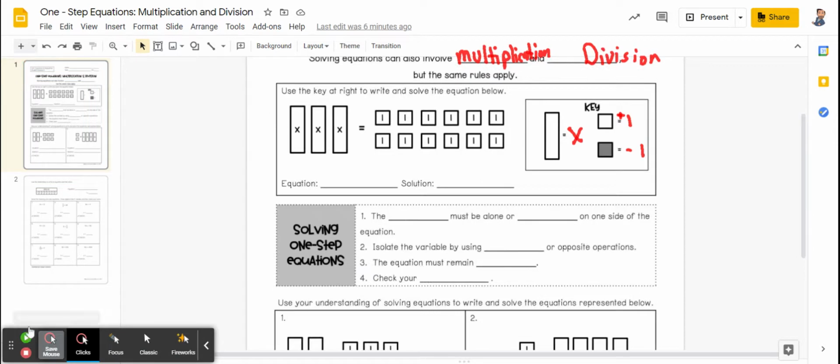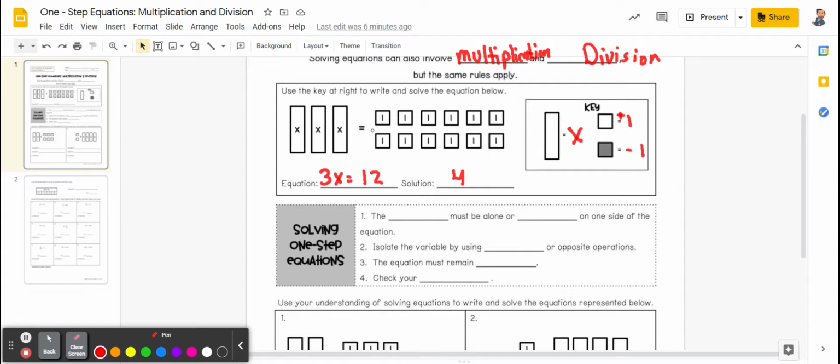Before we do that, we're going to solve this. So let's look at this equation. How many x's do we have here? We have 1, 2, 3 x's. So we're going to put 3x equals what? 1, 2, 3, 4, 5, 6, 7, 8, 9, 10, 11, 12. It equals 12. All right. So what times 3 equals 12? 4, right? 4 times 3 equals 12.